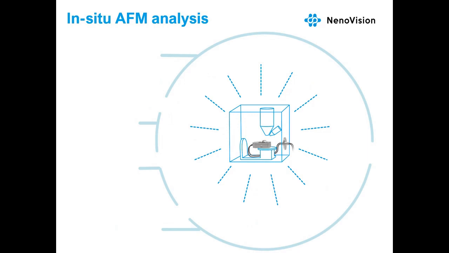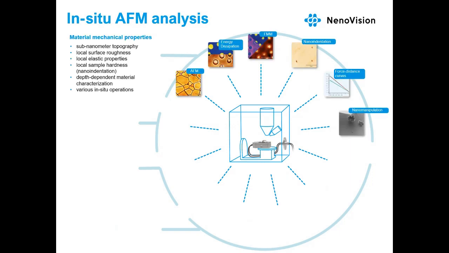I would like to point out what we are bringing with the AFM to the SEM community. If we do in-situ AFM analysis, we are talking about measurements of mechanical properties. I'm not talking only about sub-nanometer topography, but we can also analyze surface roughness, elasticity or hardness of your samples, and all of that locally via mapping.